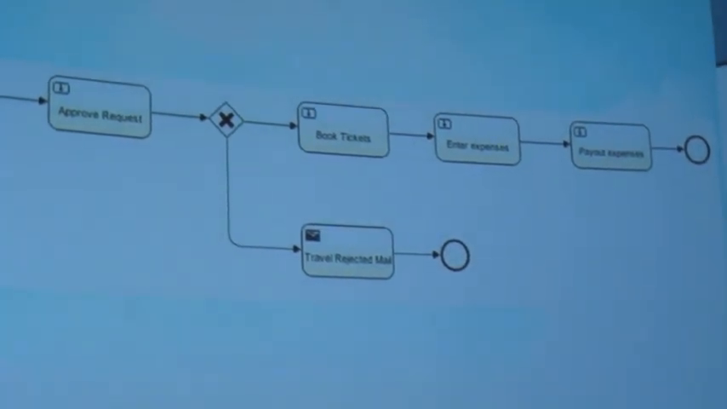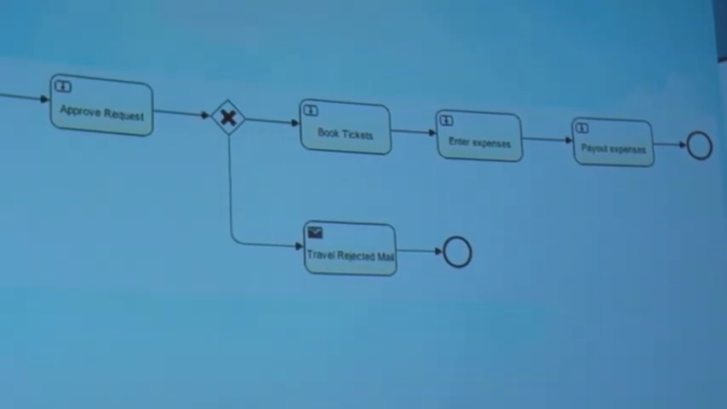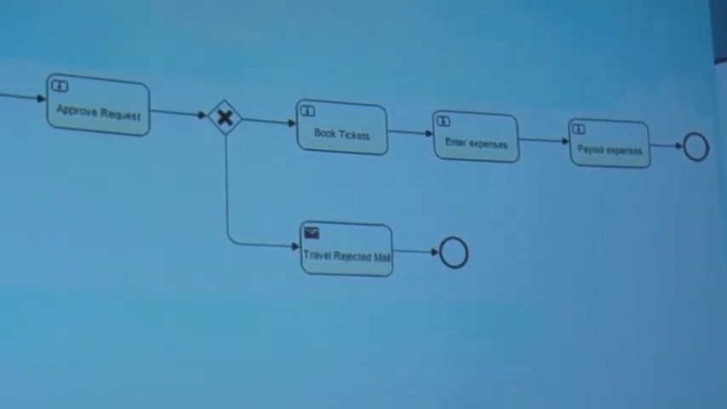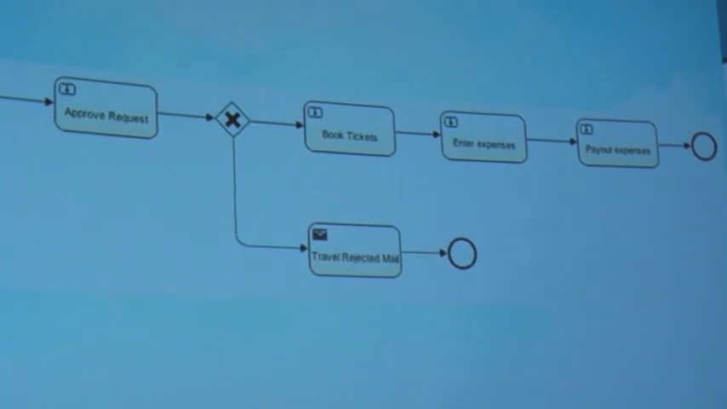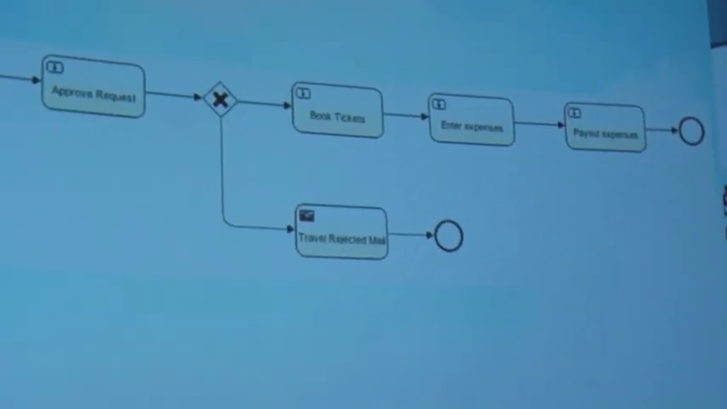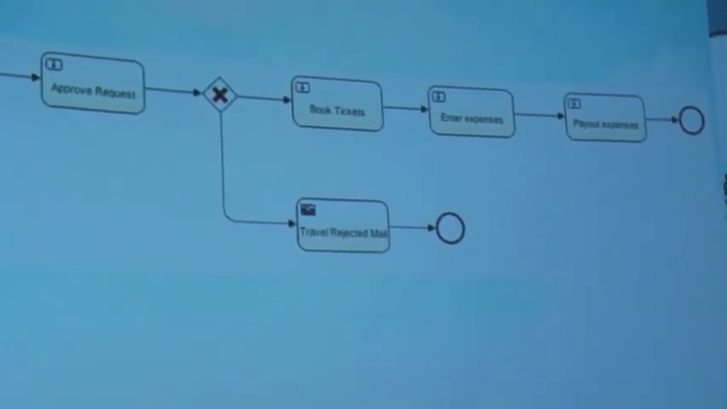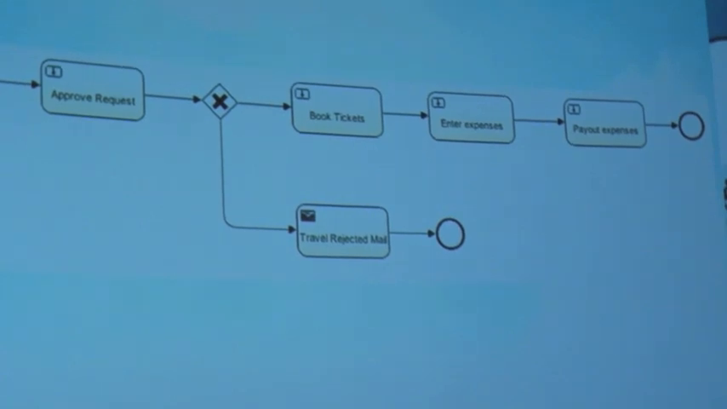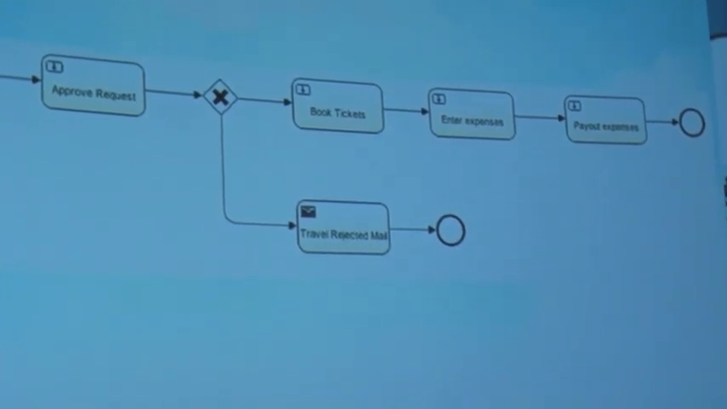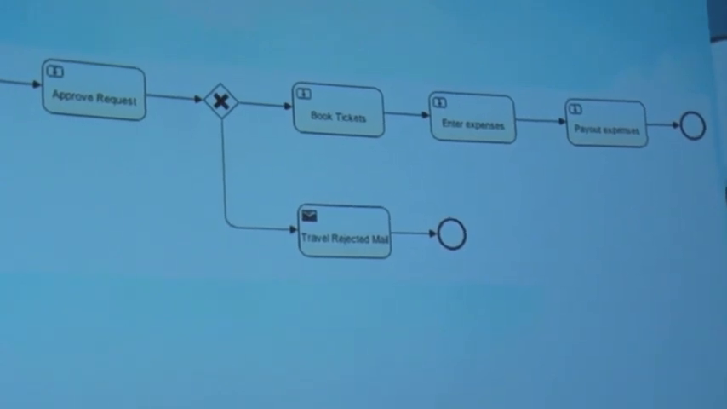It's quite simple. We have a company. It sends people off to conferences abroad. So the first thing they should do is request if they can go. So that's what the process starts with. Then the manager needs to accept or approve it. If he says no, you can't go, the employee just gets a mail containing, sorry, you can't go. So that's easy.